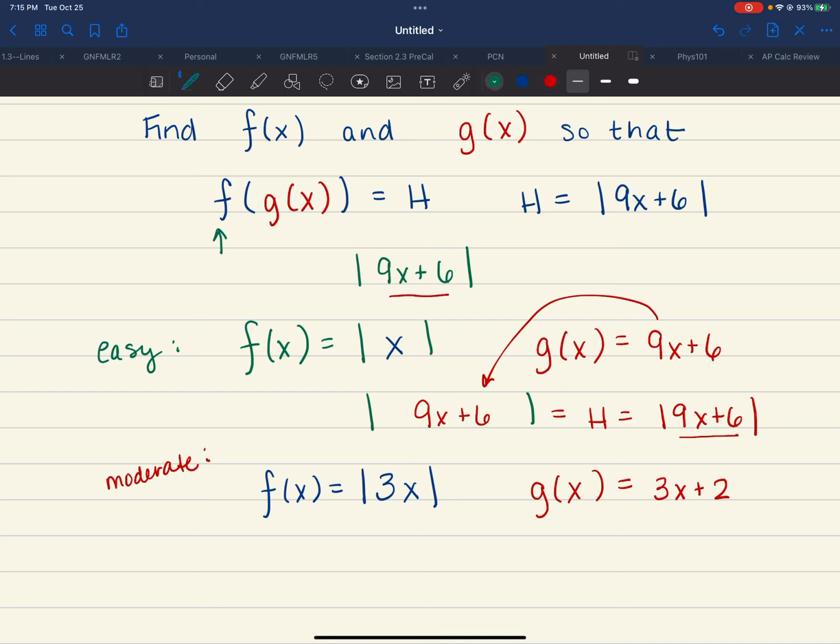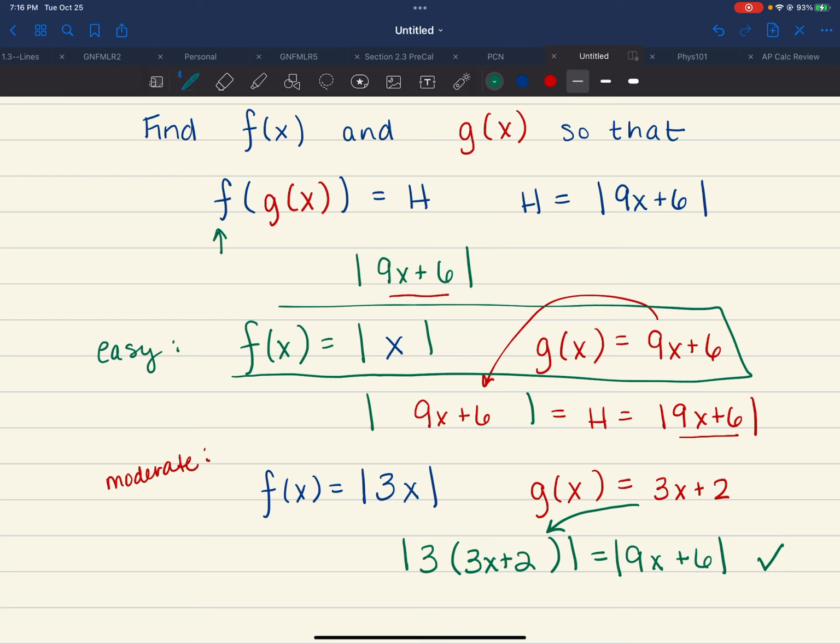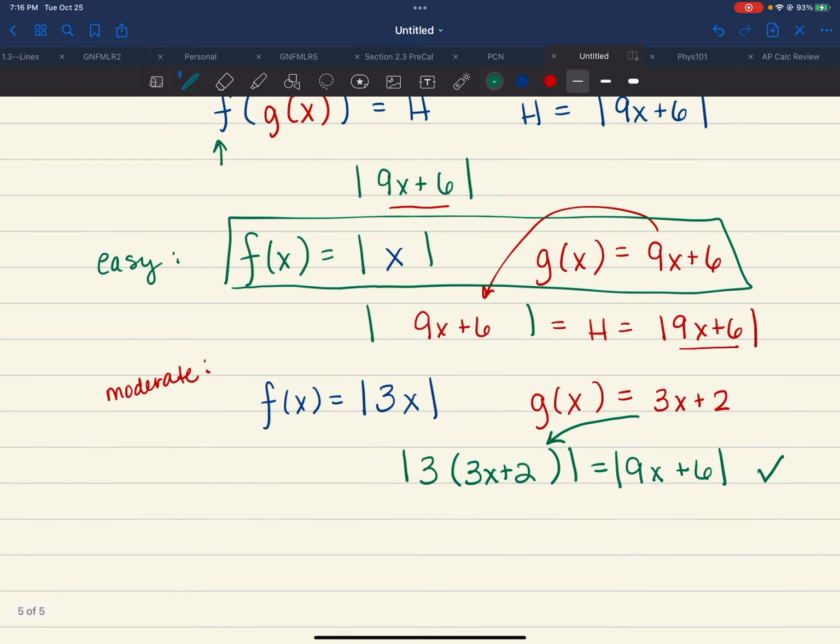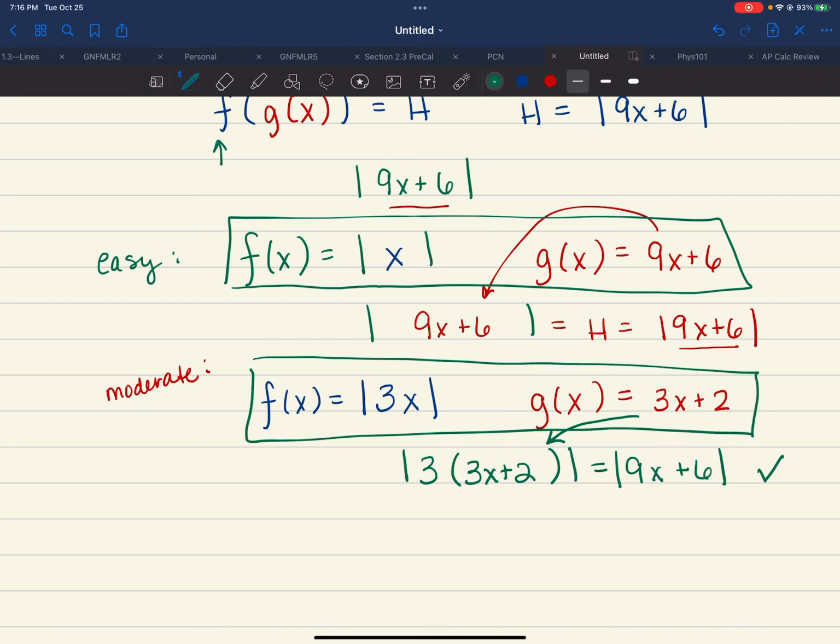Now let's go ahead and check that. If I'm doing this function, I would put 3 and then leave a big parentheses for my x, and then I would stick my guts on the inside, so 3x plus 2. So that's going to give me 9x plus 6 in absolute value. So this one will also work. So both of these solutions work: f of x is equal to the absolute value of x and g of x is equal to 9x plus 6, or f of x is equal to 3x and g of x is equal to 3x plus 2.